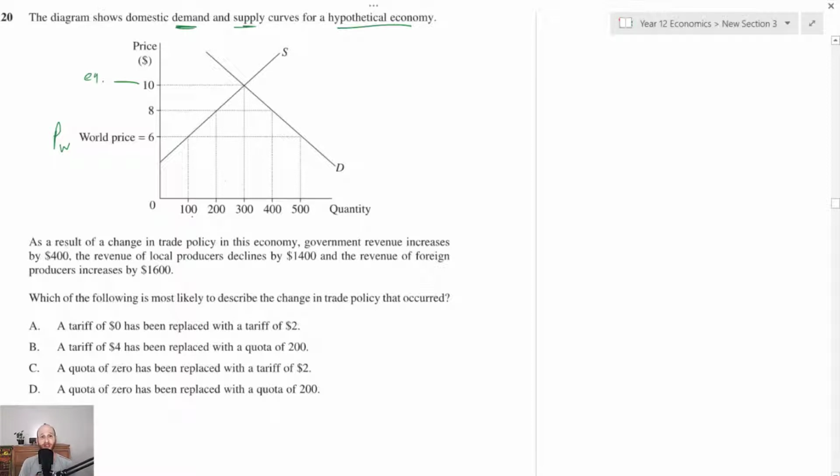So let's look at the terms of this question. As a result of a change in trade policy in this economy, government revenue increases by $400. Okay, so let's think about that. As a result of the change, government revenue will increase by $400. The revenue of local producers declines by $1,400, and the revenue of foreign producers increases by $1,600.